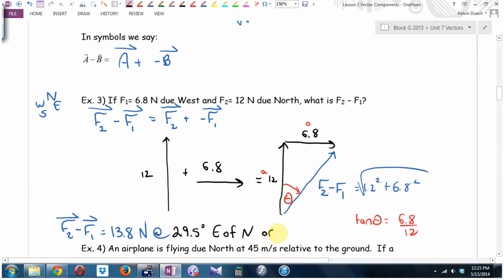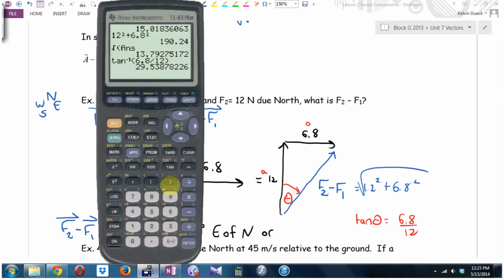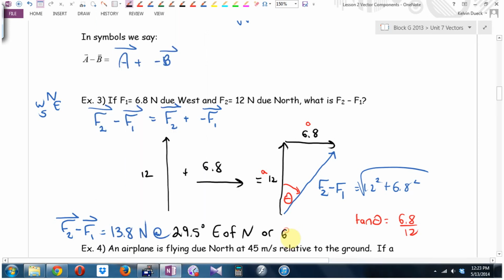Or 90 take away 29.5, or 60.5 degrees north of east, and that would be that angle right there. I have to take both. Okay.